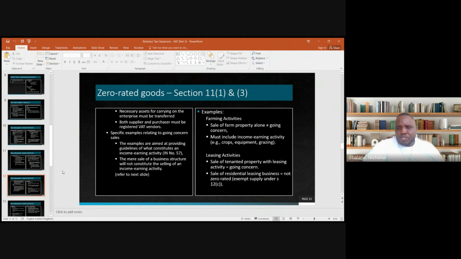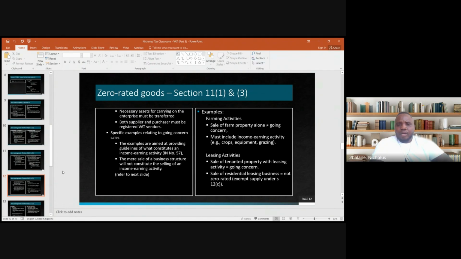So what would constitute a leasing activity? Basically, you're not only selling the property, you are selling it together with the lease contracts, everything, right? And the tenants. Right, then it's a going concern, right?